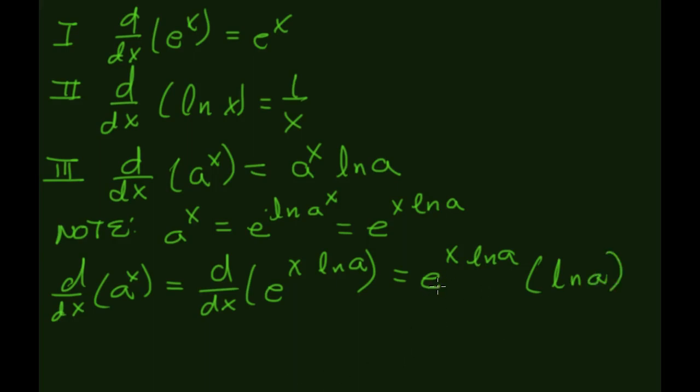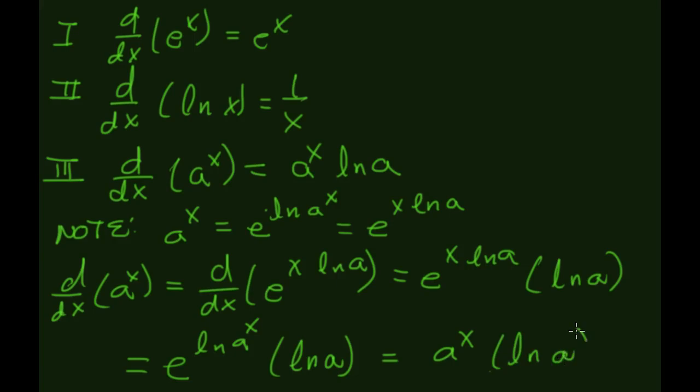But if I look at this, e to the x times the natural log of a is just e to the natural log of a to the x, times the natural log of a, and the e and the natural log undo each other, so that just gives me a to the x times the natural log of a. Aha! So that proves this one.